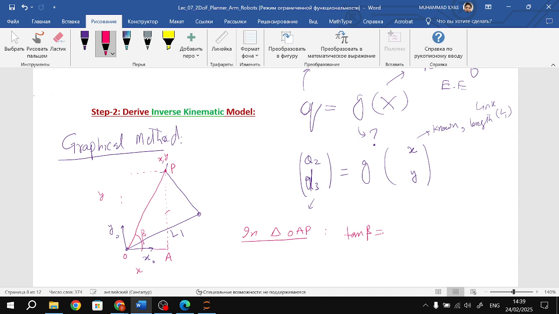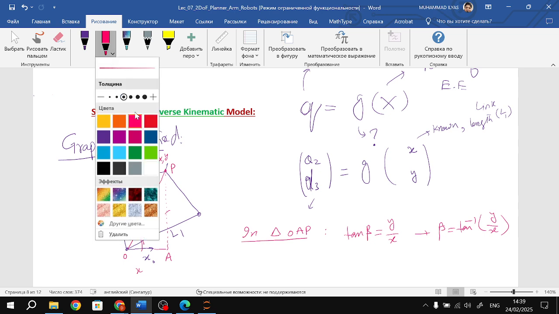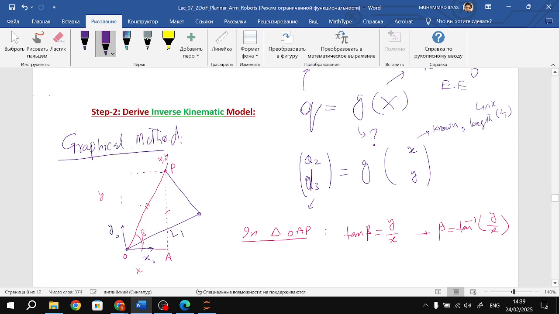Tangent of beta is equal to y over x. From here you can find beta. You find this full angle, and this L1 you know. Also you can find this one because this is a right angle triangle. So you can find this: x square plus y square under root.